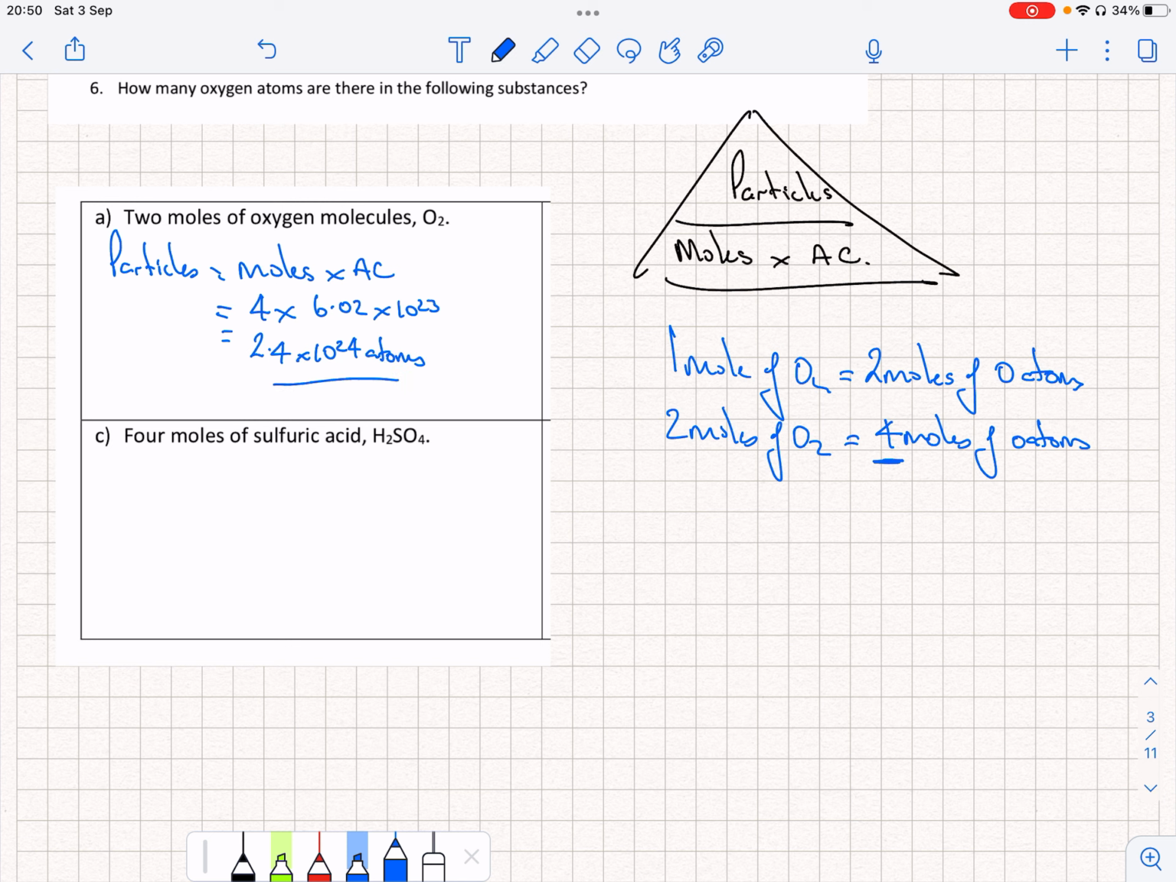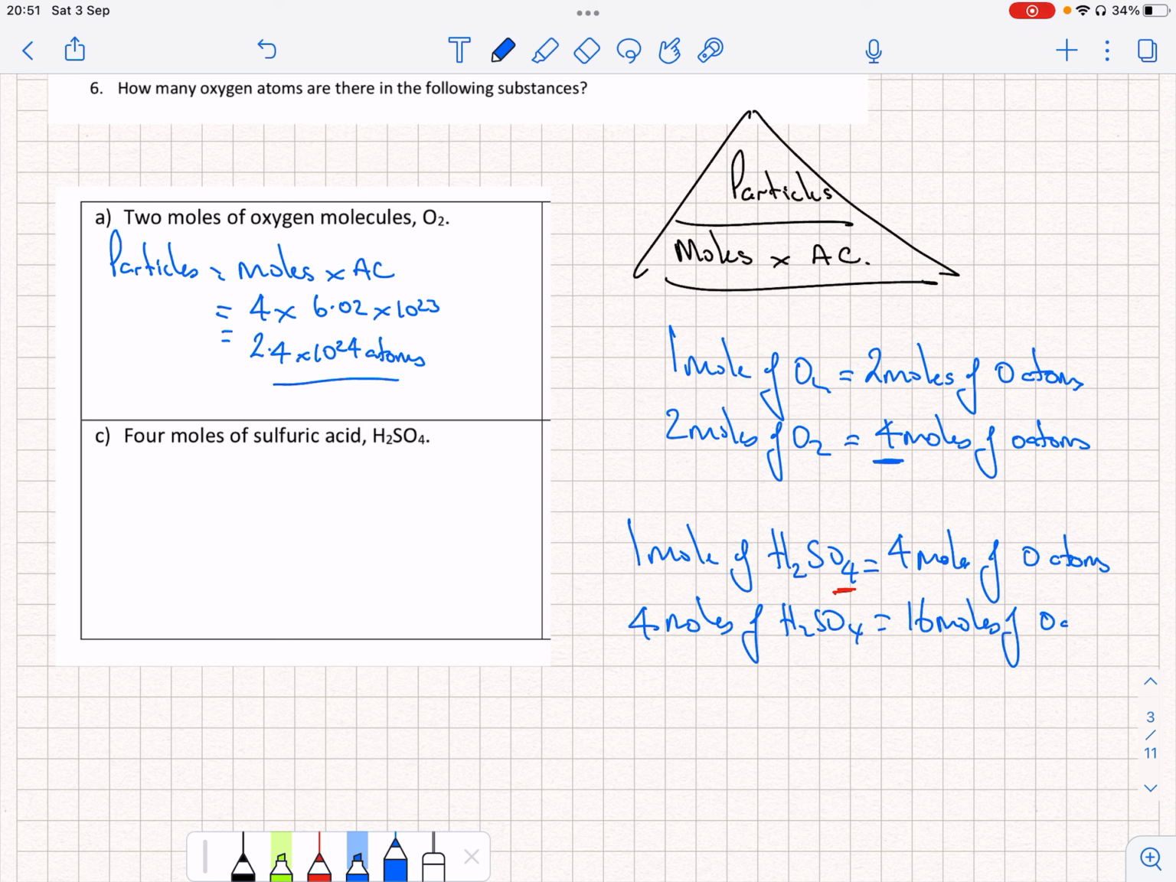Okay, this next one's a little bit trickier, but same method. If we have 1 mole of H2SO4, then how many lots of oxygen will be in there? Well, this is O4. So there's going to be 4 lots, 4 moles of oxygen atoms. The question asks me if I have 4 moles of H2SO4. So basically I've got to times this by 4. So 4 times 4 is going to be 16 moles of O atoms. So that's how many moles of atoms I've got.